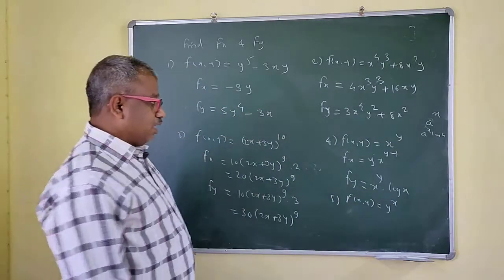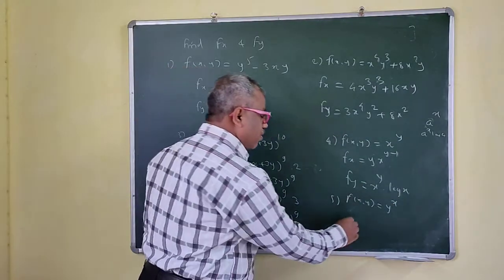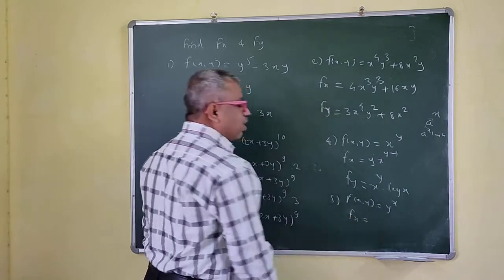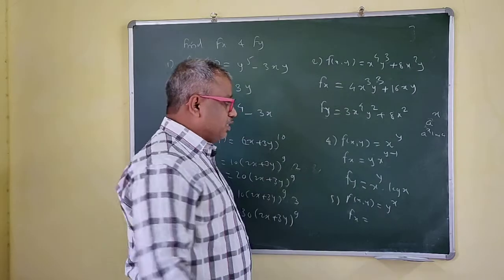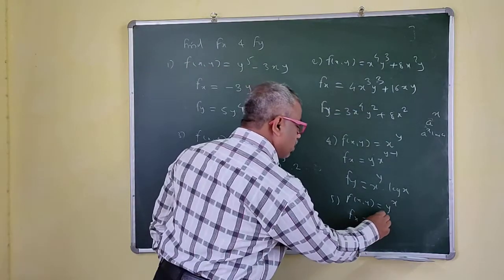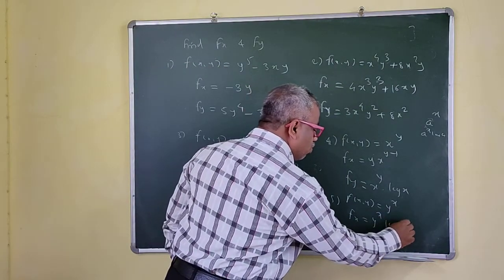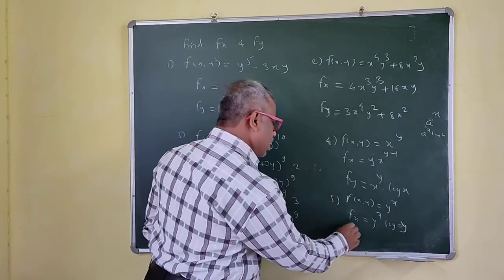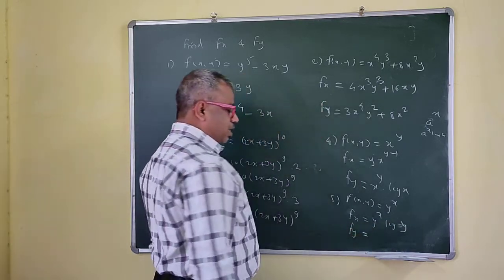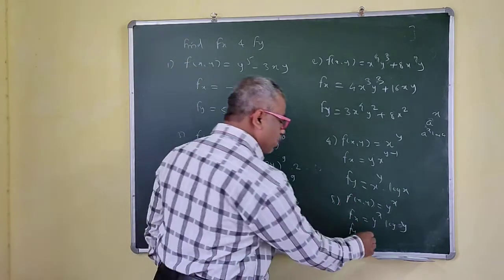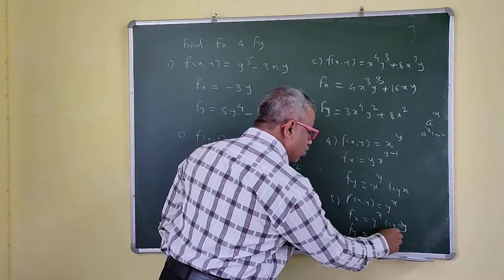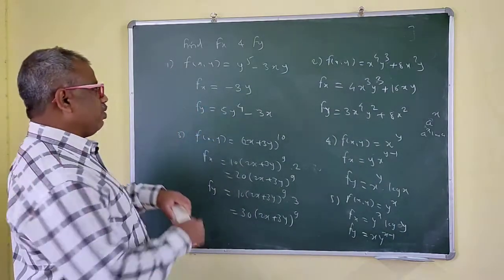Suppose we have to differentiate this function now with respect to x and y. This is x to the power y, then here y to the power x. What is your fx then? Again y is constant, your base is constant. So again this is of the form a to the x. So this is y to the power x log y. And fy means what here? X is constant, so your power is constant. That means pull the power, and reduce the power by 1 only. Right? This will be your answer.